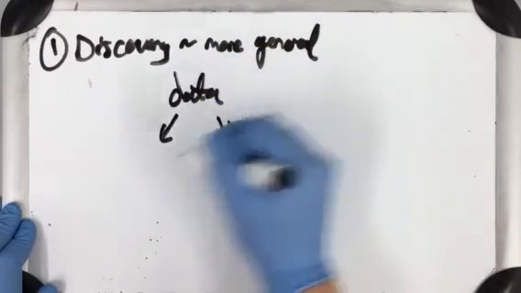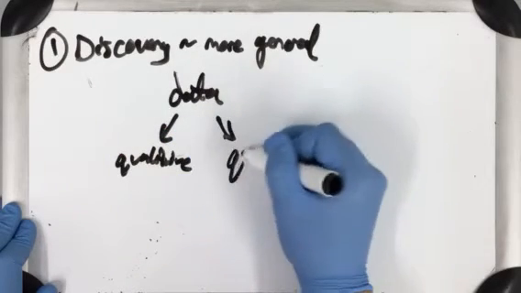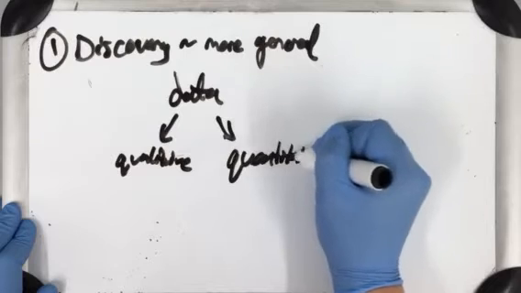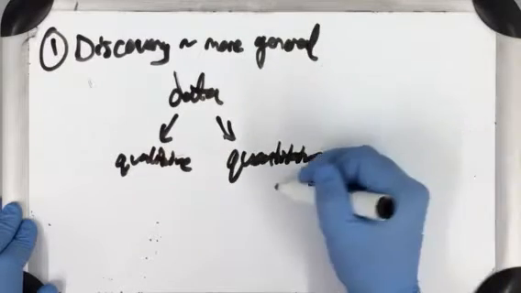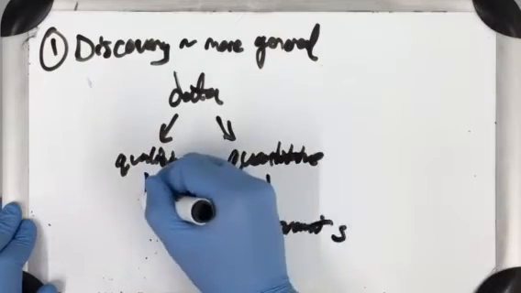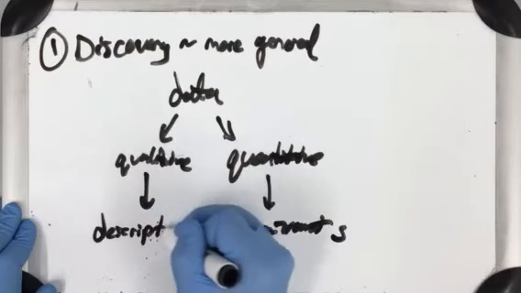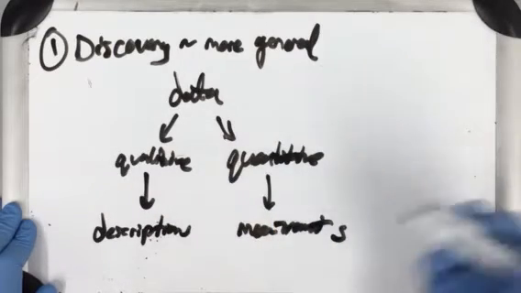Data can be two things. It can be quantitative. Quantitative data are measurements; these are numerical. Qualitative data are descriptions. These can eventually become numerical if you make the same description over and over.